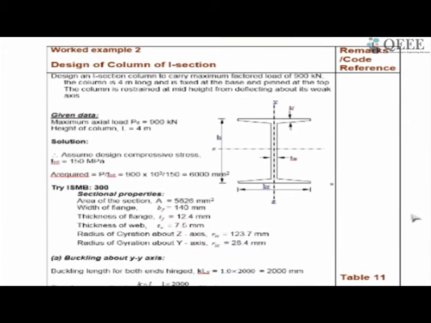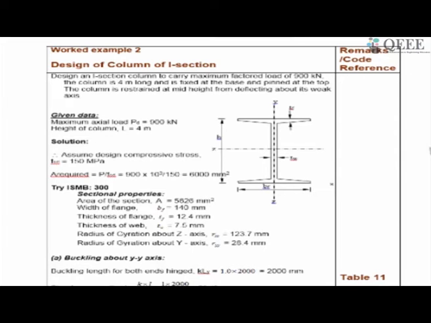Let's go to design of an I section for axial loading of 900 kilonewton. So the column is 4 meter long and is fixed at the base and pinned at the top. So based on that, you have to take the effective length. The column is restrained at mid height from buckling about the weak axis. So the weak axis is the YY axis.